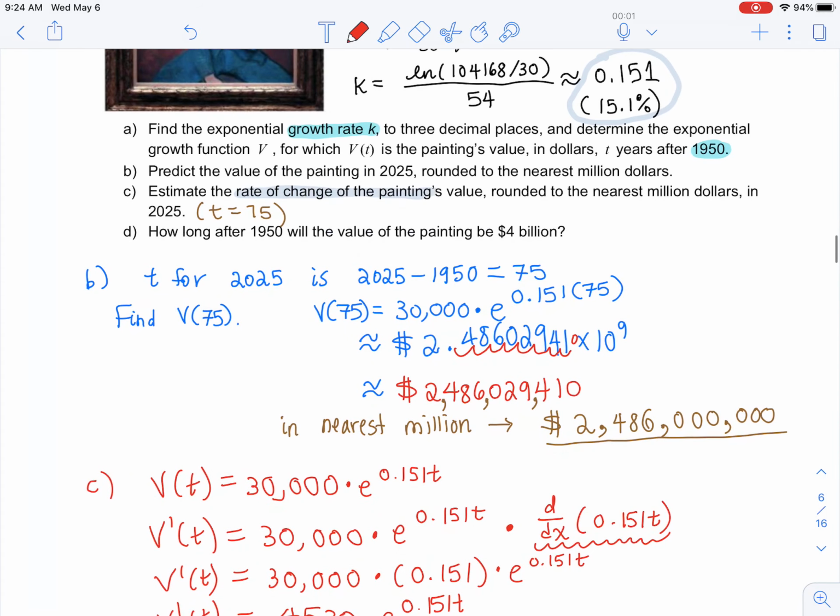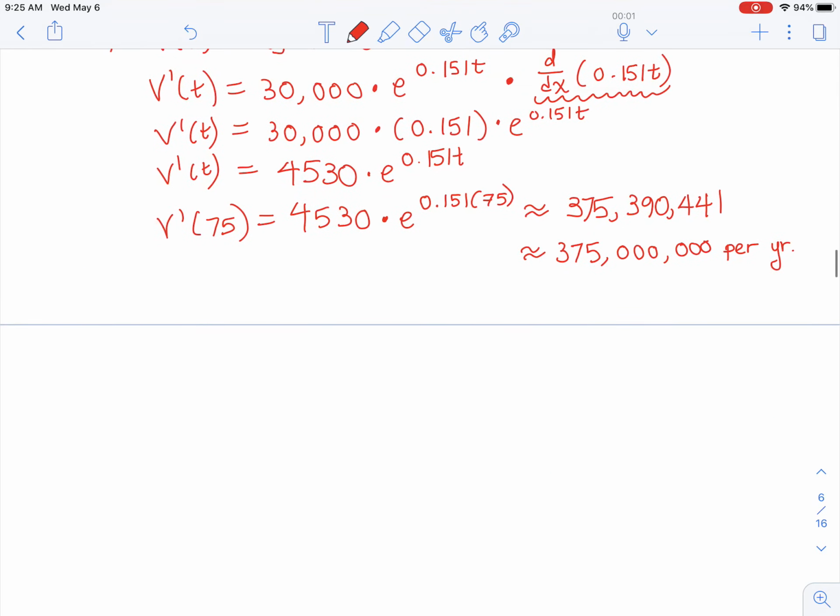Okay, now what are we doing on part D? How long after 1950 will the value of the painting be $4 billion? Oh my goodness, $4 billion. Okay, so what we're looking for is the t value this time, right? They're not asking in what year, they're just asking how long after 1950. So we just find t, and that's going to be the answer.